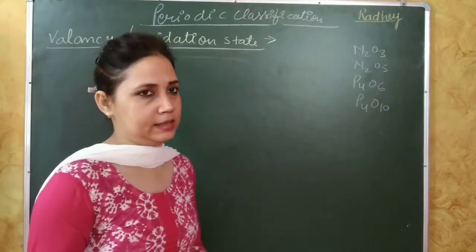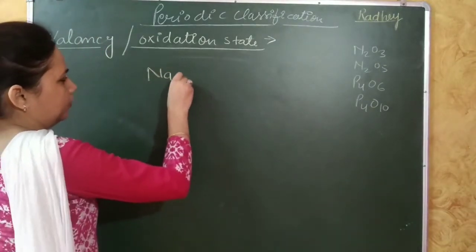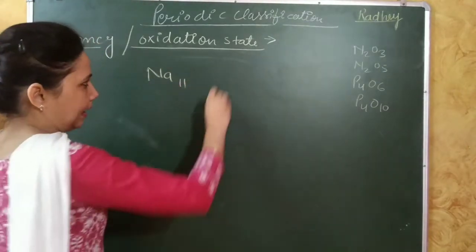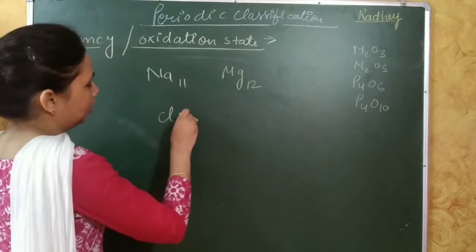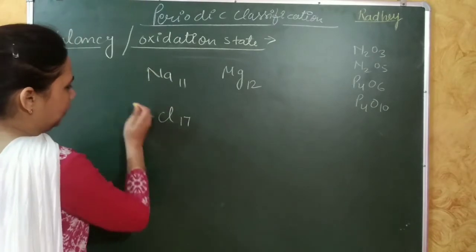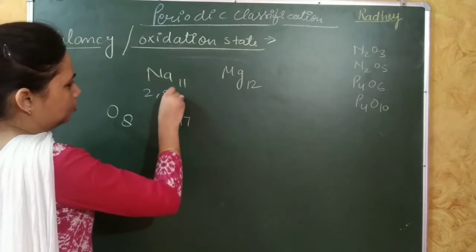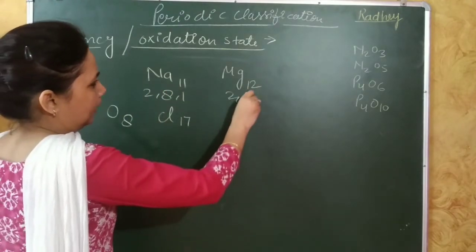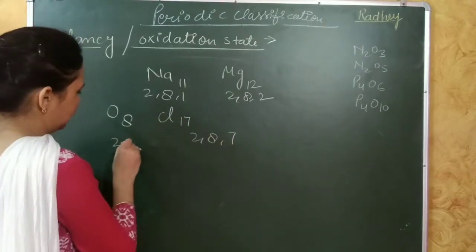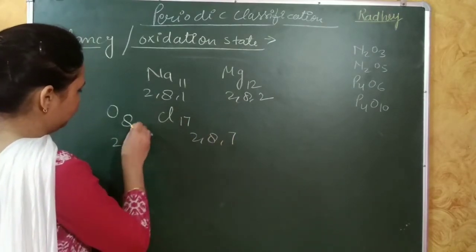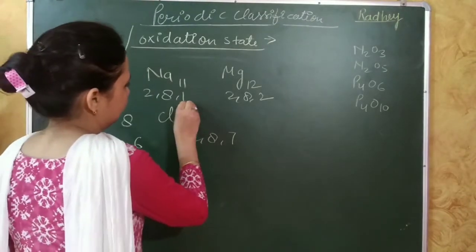We will take an example to understand this. We know sodium with atomic number 11, magnesium with 12, chlorine with 17, oxygen with 8. When we write the electronic configurations, they are 2,8,1; 2,8,2; 2,8,7; and 2,6.